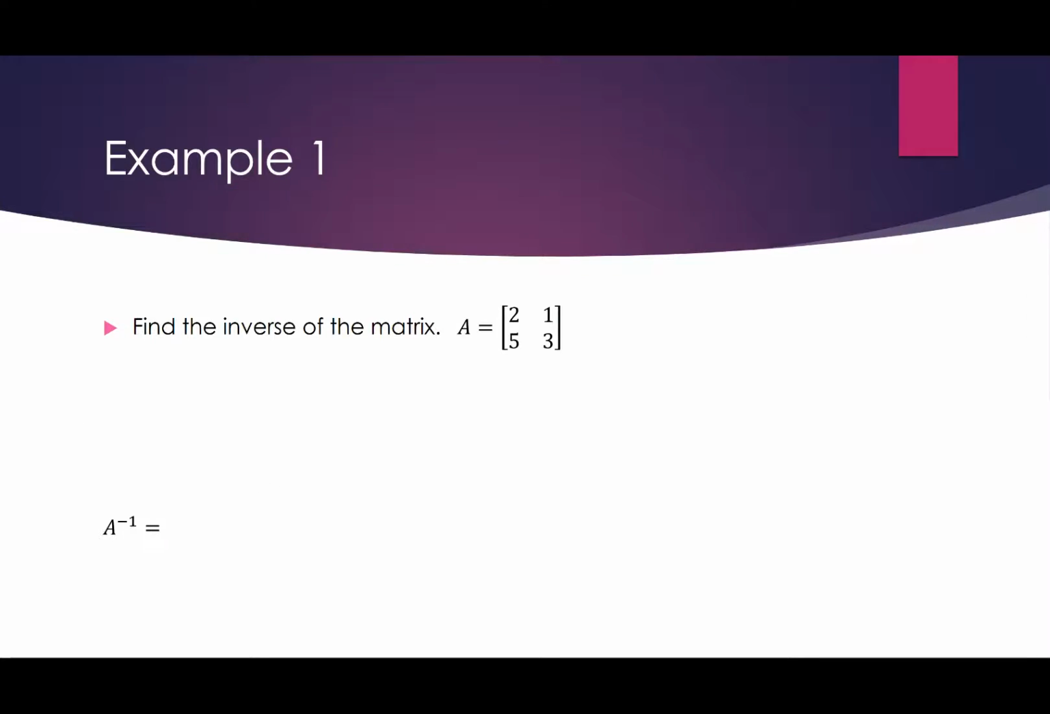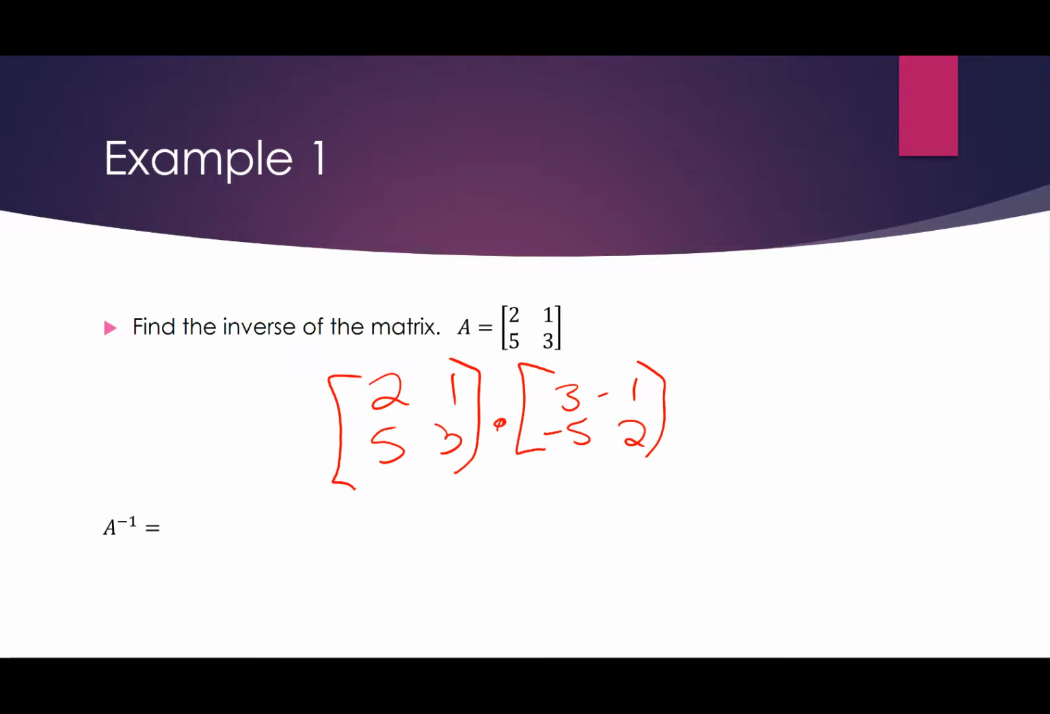So 3, negative 1, negative 5, and 2. That is our inverse matrix. So what that means is if I take the 2, 1, 5, 3 matrix I just had, and I multiply it with this matrix, which is my inverse matrix, I should get my identity matrix of 1, 0, 0, 1. And I kind of want to test that out. I just want to see if that's true or not. So let's take our calculator and let's experiment just real quick to see if that's the case.